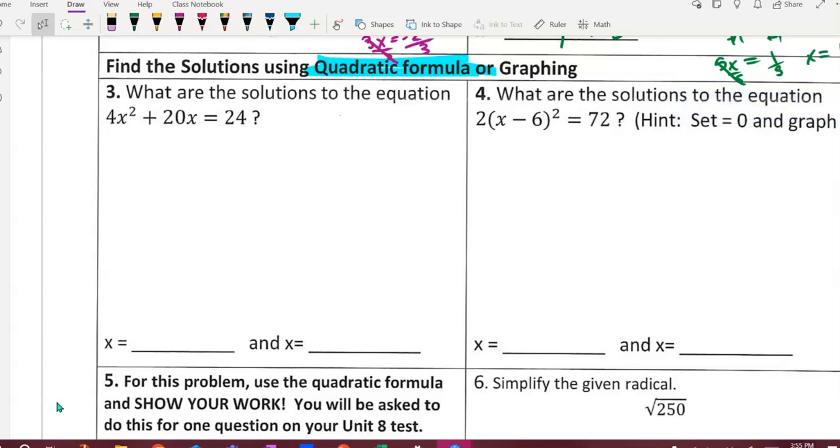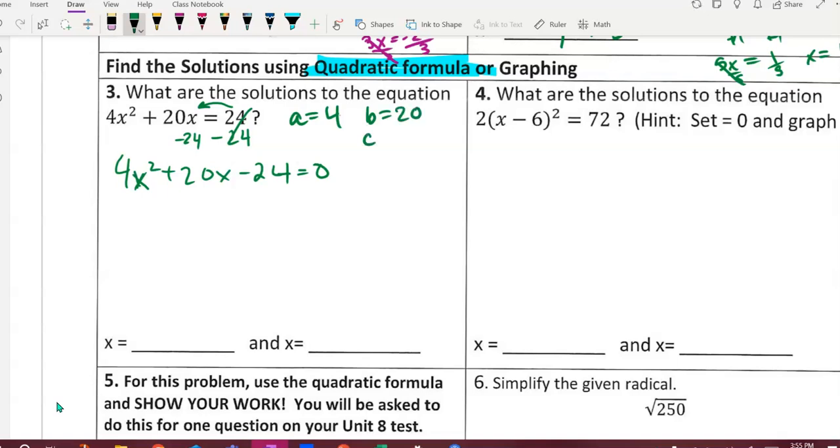Okay, now what are the solutions to the equation 4x squared plus 20x equals 24? It says we're using the quadratic formula here, so again, we need this in standard form, which means it needs to be equal to 0. We're going to subtract the 24 to the other side, leaving us with 4x squared plus 20x minus 24 equals 0. Now our ABC. A is 4, B is 20, and C is negative 24.